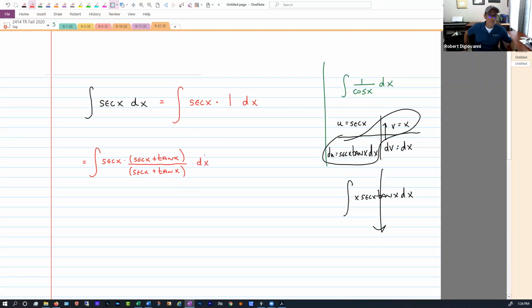Right? Like, who in the hell comes up with that? Like, that's the one. That's the one we're going to use. Now, what's awesome about this is that if we distribute this secant through the top, we get secant squared x plus secant x tangent x all over the denominator, which is now secant x plus tangent x.